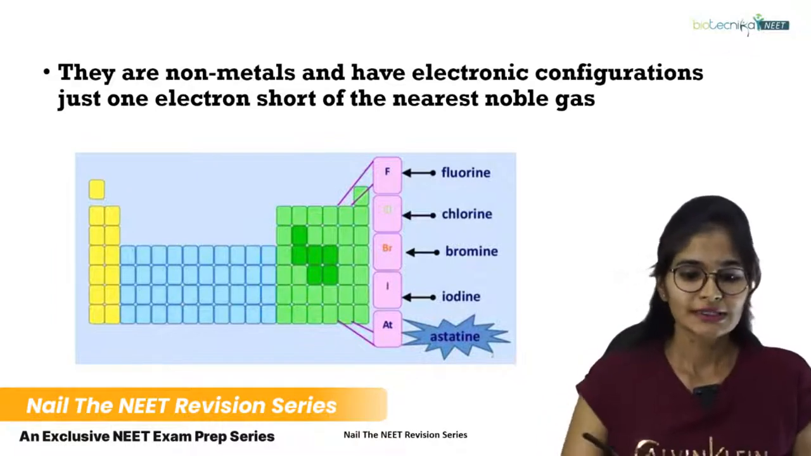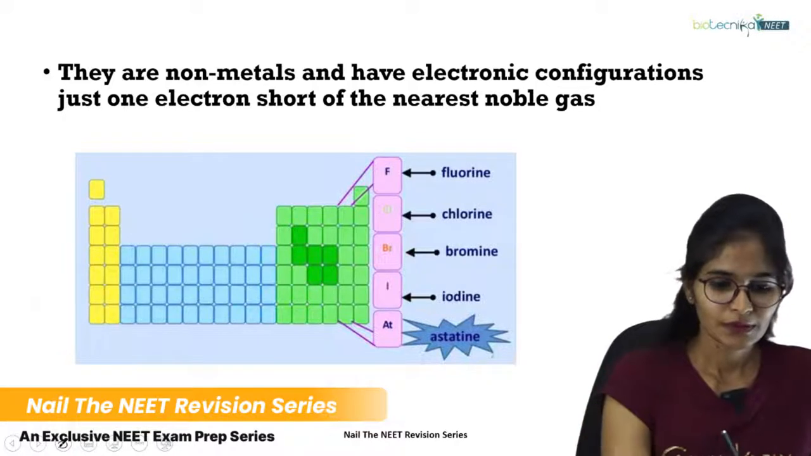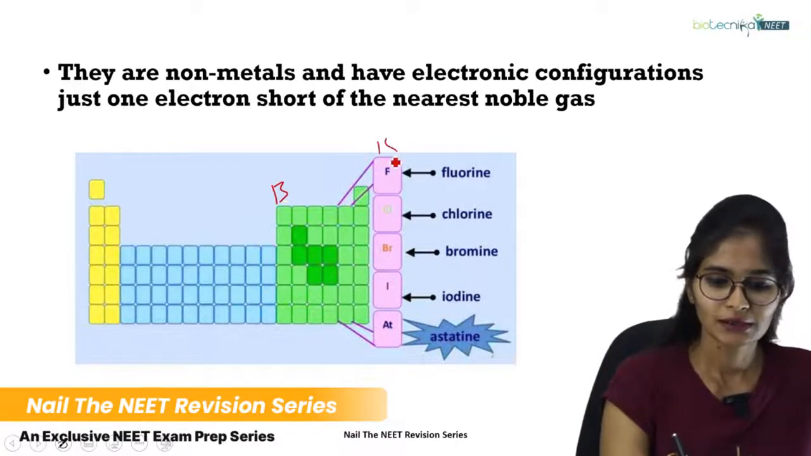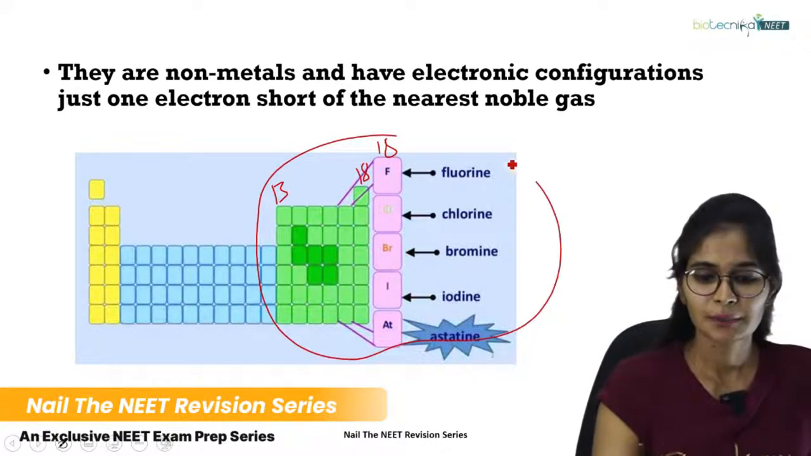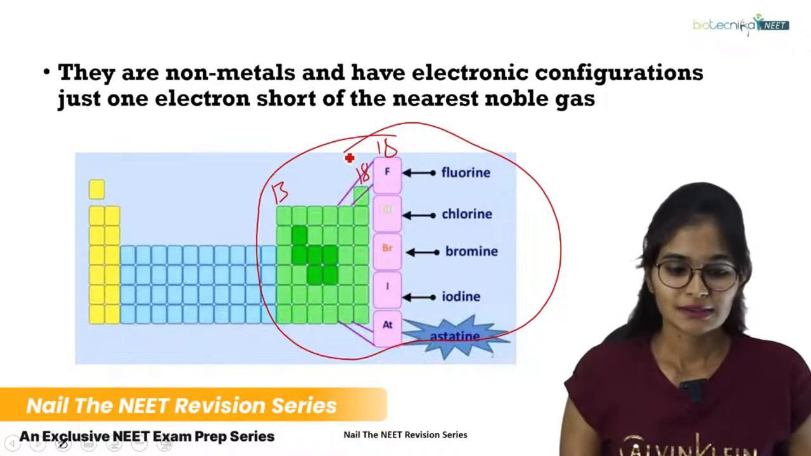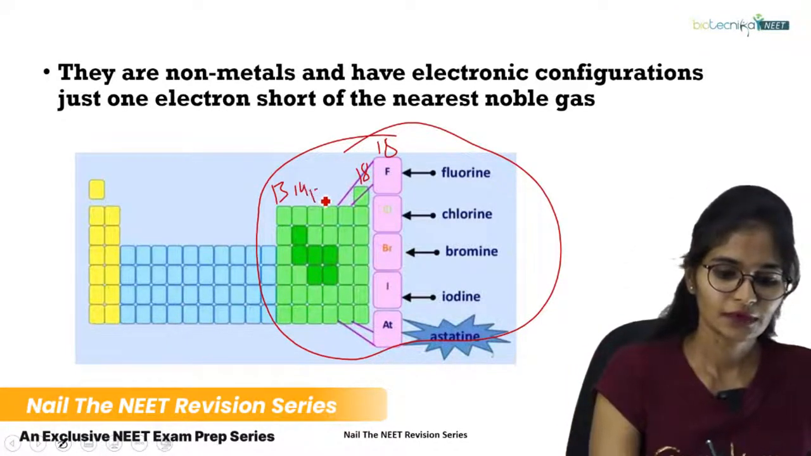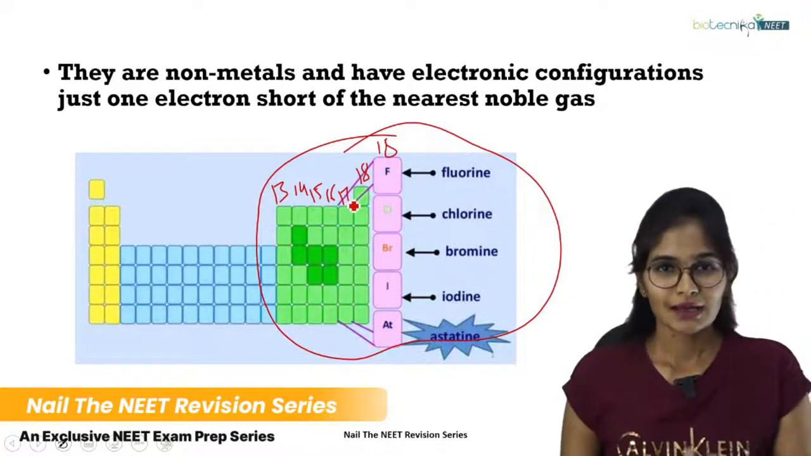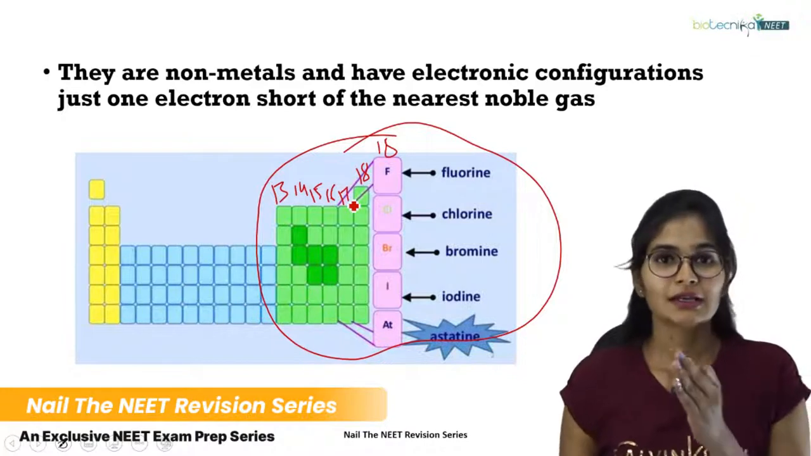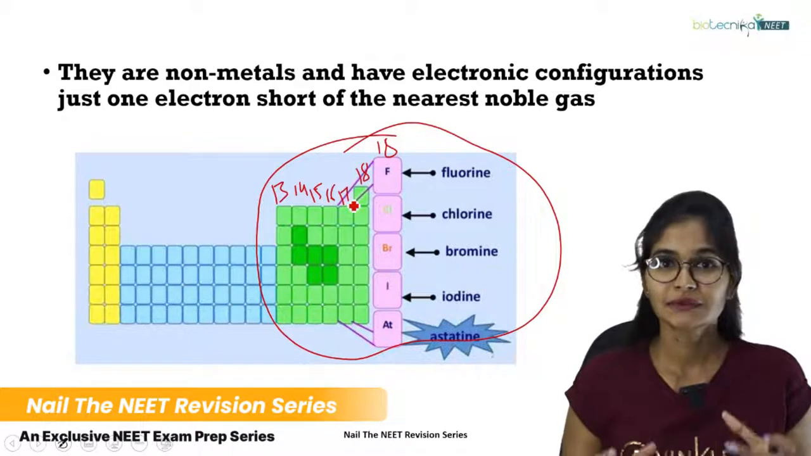Firstly, in the periodic table, groups 13 to 18 completely are called P block elements. All of these are important, starting from 13, 14, 15, 16, 17, 18: boron, carbon, nitrogen, oxygen, fluorine, helium. Collectively we call these P block elements.